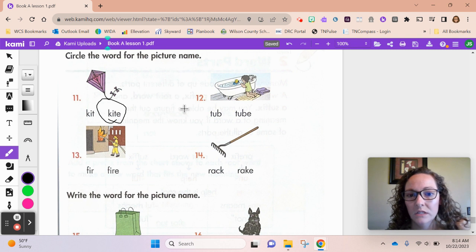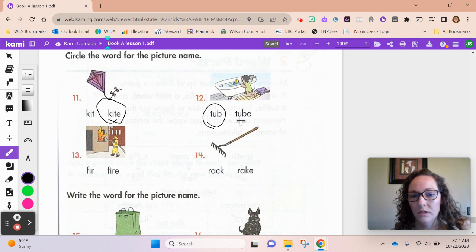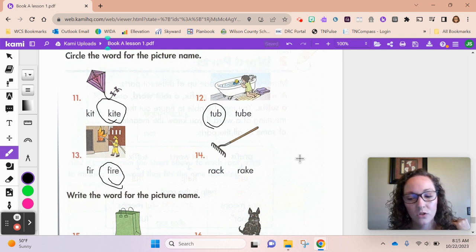Number 12, tub. Well, this one, short sound. This one is the long sound. So I should circle that one. The second word is tube. 13, fire. I hear the long I sound. This is fur. This is fire. 14, we have a rake. I hear the long A sound. Well, this says rack, and this one, because of the silent E, says rake.